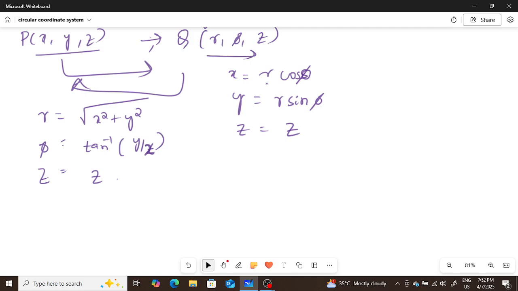You have to remember this. It is very important because in the exam they may confuse you by giving two points in different coordinate systems. The only thing is you have to convert them into whichever coordinate system is convenient for you, then you can proceed with the solution. Okay.